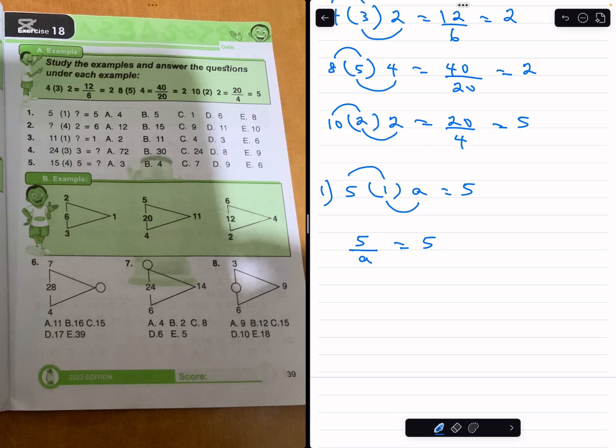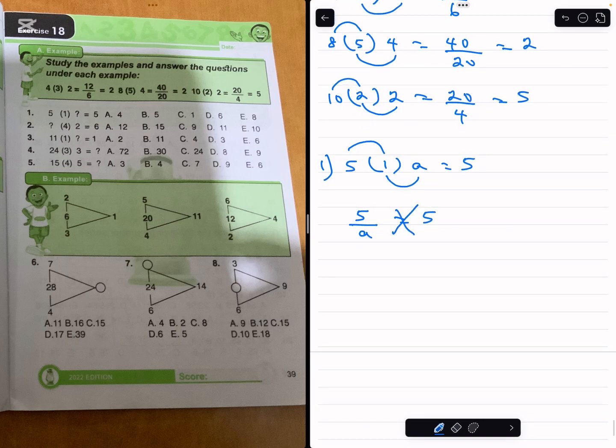So how do you find A? You do cross multiplication. This simply means 5 over 1. Cross multiplication means this one will multiply this one, and this one will multiply this one. A times 5 is 5A equals 5 times 1, or 1 times 5, which is 5. So you divide through by 5 to get the A. 5 cancels 5, 5 here 1, 5 here 1, and that means A is equal to 1. So the answer to number 1 is 1.